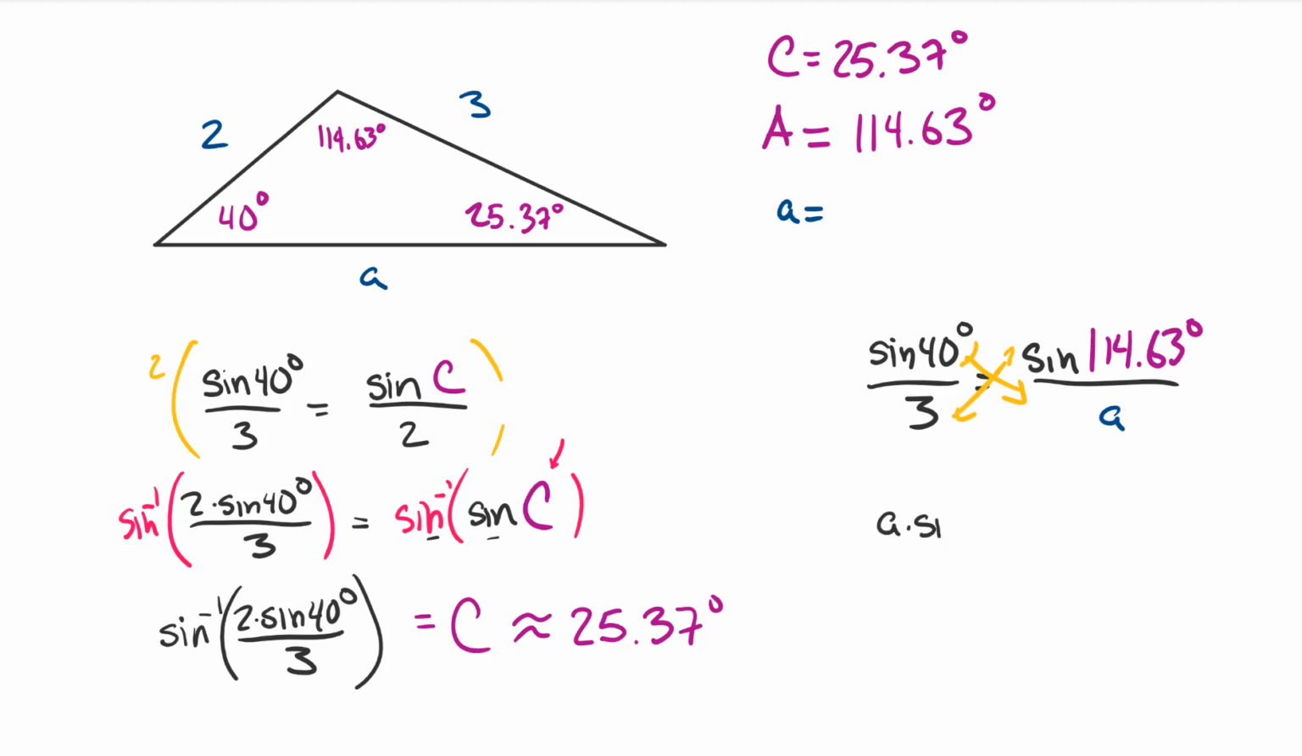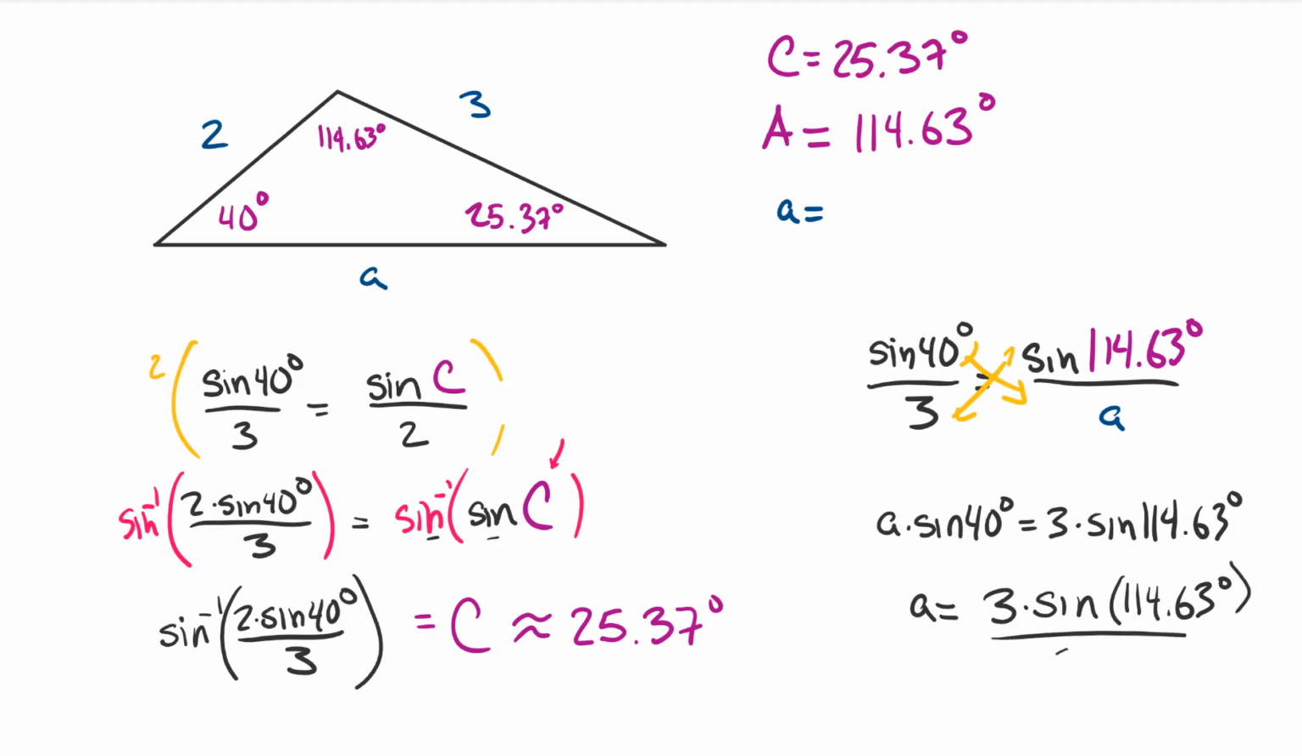So we have A times sine of 40 degrees is equal to 3 times sine of 114.63. We'll divide out our sine of 40 and we're going to find out that A is indeed equal to 3 times sine of 114.63 over sine of 40. So let's get that into our calculators. 3 times sine of 114.63. I like to hit enter and then divide by sine of 40.